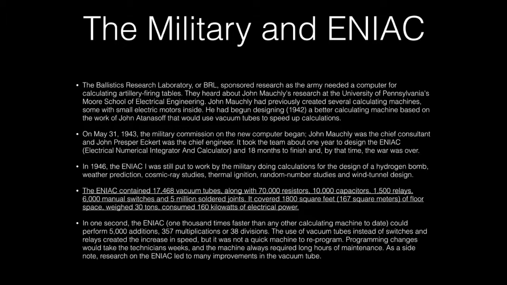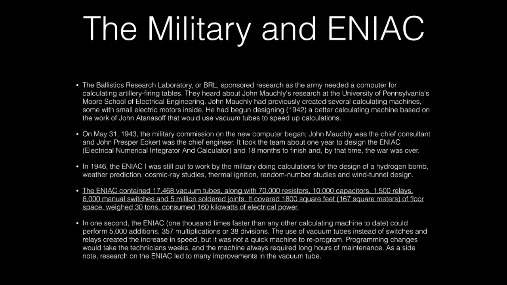He had begun in 1942 to design a better calculating machine based on some work that another guy named John Atanasoff had done with vacuum tubes to speed up calculation processes. So in 1943, the military commissioned the new computer, and Mauchly, the chief consultant, and another guy named John Eckert, and a lot of Johns I noticed in this particular activity, became the chief engineer. It took about a year to design what was known as ENIAC, the Electronic Numerical Integrator and Calculator, and another 18 months after the design to finish up and make it work.